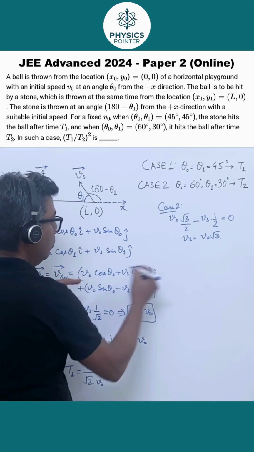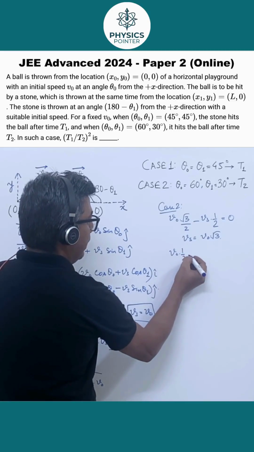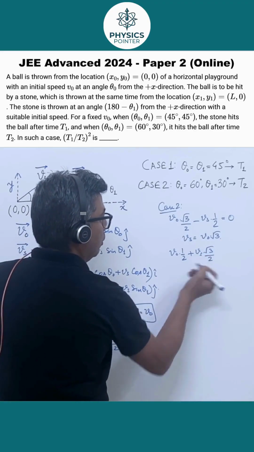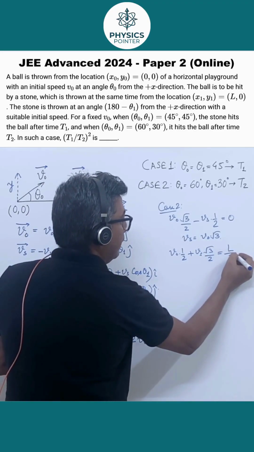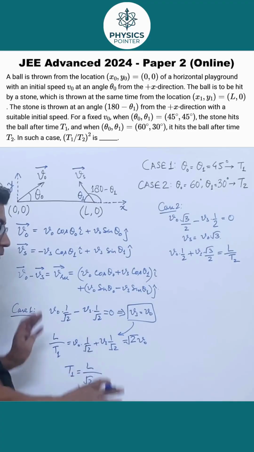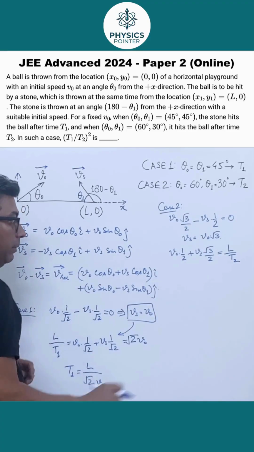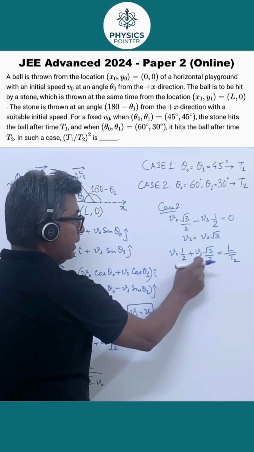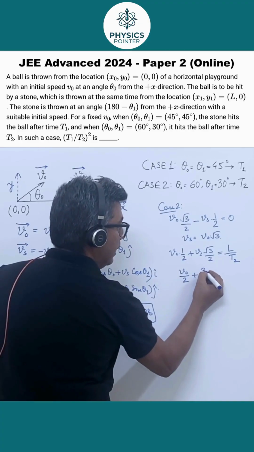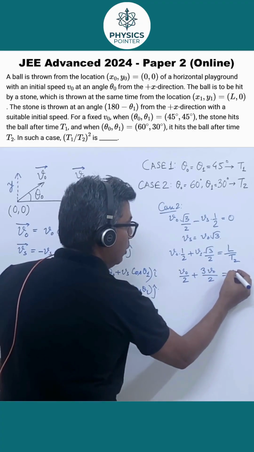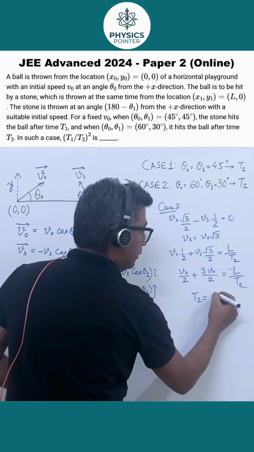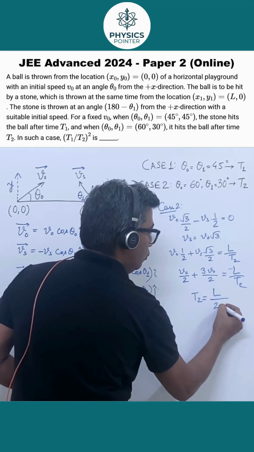Now let's take the x component. What does the x component do? It says v naught 1 by 2 plus vs root 3 by 2 is equal to L by t2 this time. This vs and the earlier vs might be different. We are not equating both here. Mind it. So what is vs now? Vs is v naught root 3. So this becomes v naught by 2 plus 3 times v naught by 2 equal to L by t2, or t2 becomes L by 2 v naught.